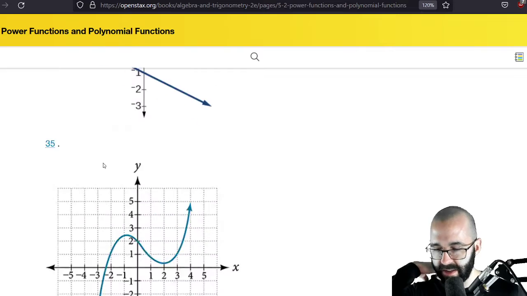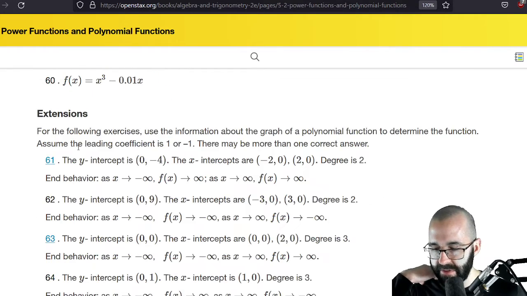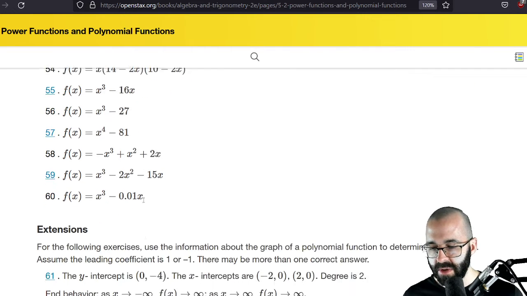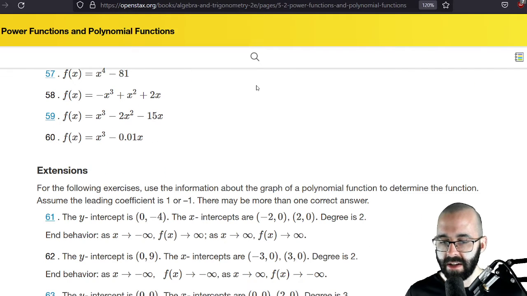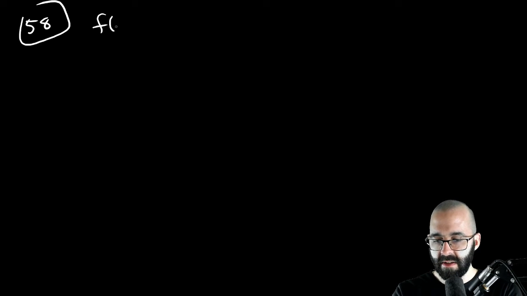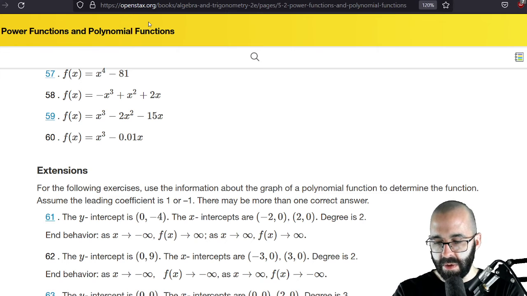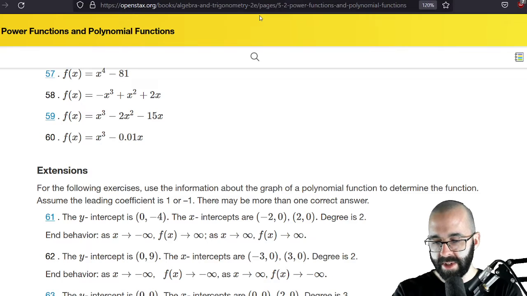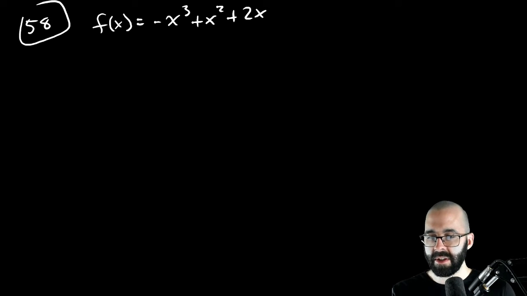Let's do number 58 next. I think we're getting close to the application problems, but not yet, I think. 58, technology. Graph the polynomial functions using a calculator, determine the intercepts and end behavior. And I believe I told you on these homework problems that you only have to look at the end behavior for f of x equals negative x cubed plus x squared plus 2x. So let's graph it.